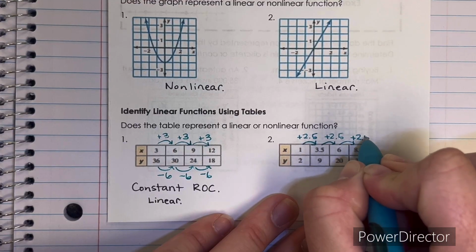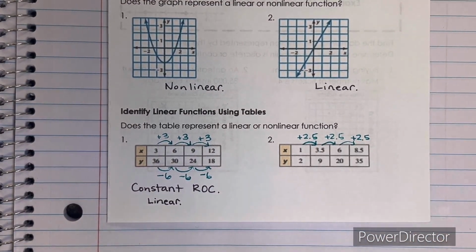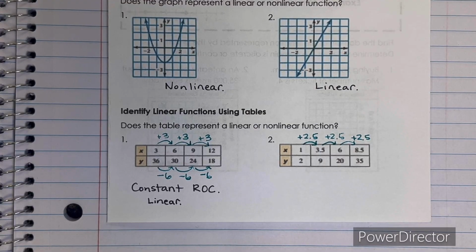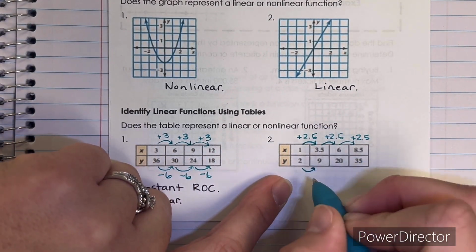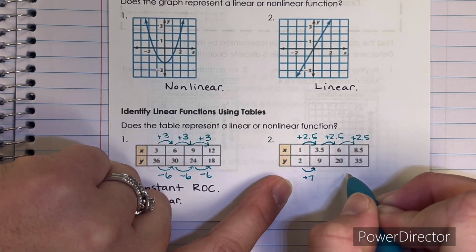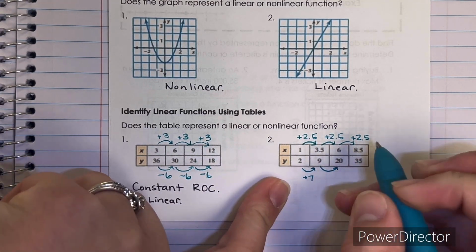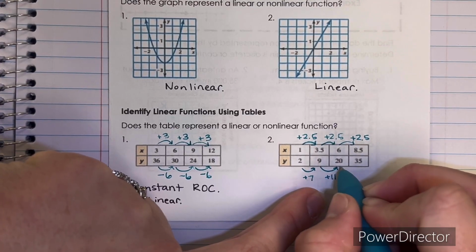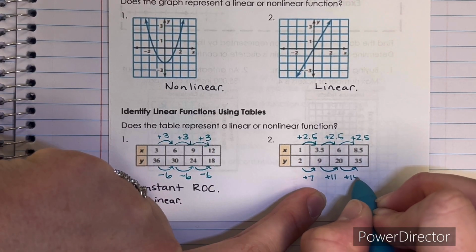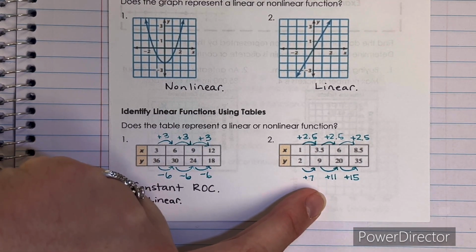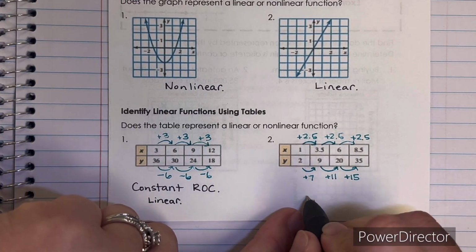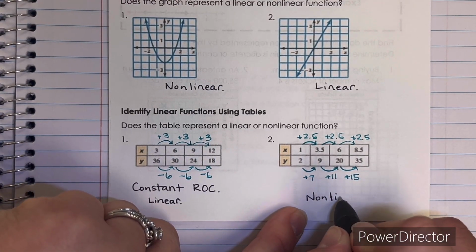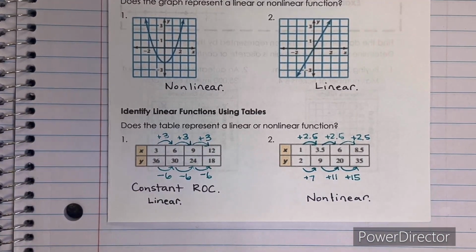And then again over here on this side, plus 2.5. So we have the same number across our x variable. Again, I've got to check the y variable to make sure that it is the same number across all of them. And so when I do this, 2 to 9, that's going to be plus 7. 9 to 20 is plus 11, and then 20 to 35 is plus 15. Now, hopefully you're seeing that these are not the same numbers, which means this is nonlinear. This does not have a constant rate of change.